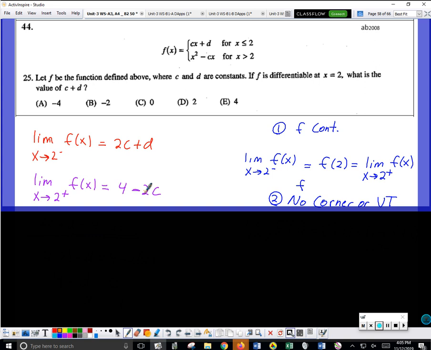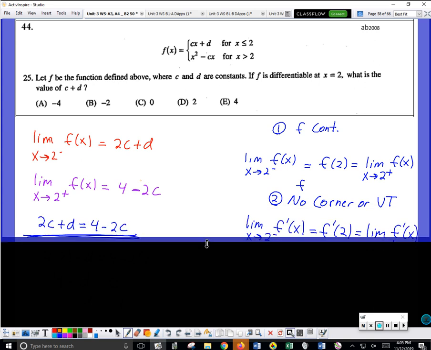So then do you put 2c plus d equal to 4 minus 2c? And why? Because it's continuous, so they have to be the same. Right, that's the reason. Never do anything unless you know the reason. Sometimes the reason is just a rule, but you must at least know that it's a rule. So because the two limits must be the same, these two must be equal. That's what I wrote.